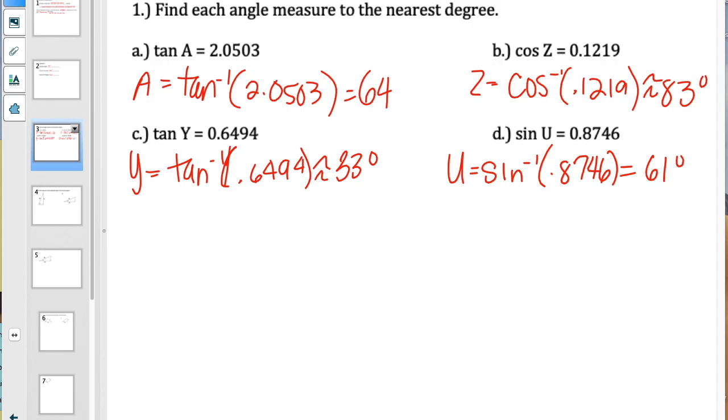Does anyone need any help with their calculator? Were we able to get all four of those answers?